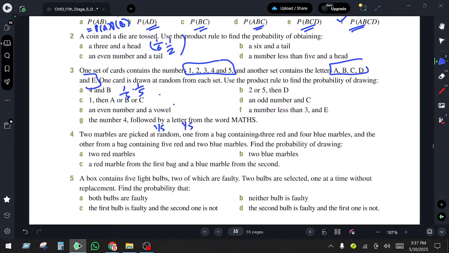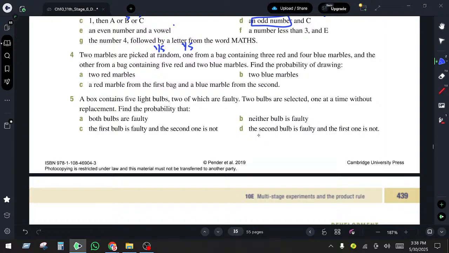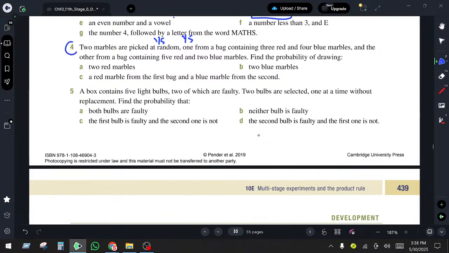It is an odd number. Odd number means 3 numbers are there, so it is 3 by 5, and C is 1 by 5. Those kinds of things are called that. Okay, so 4 and 5 you have to try.